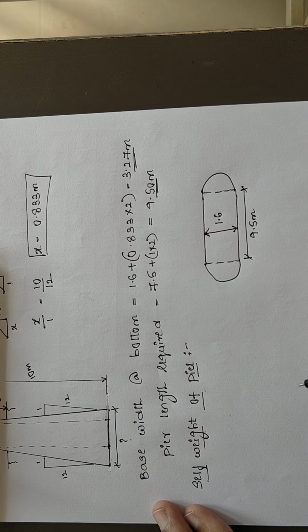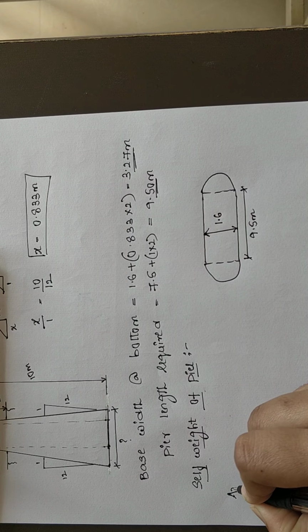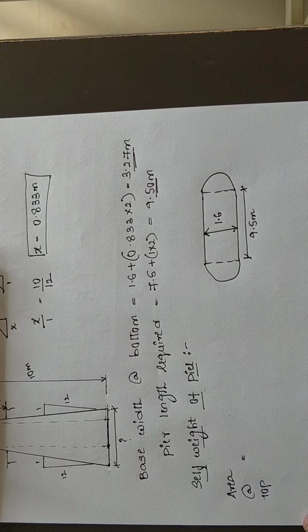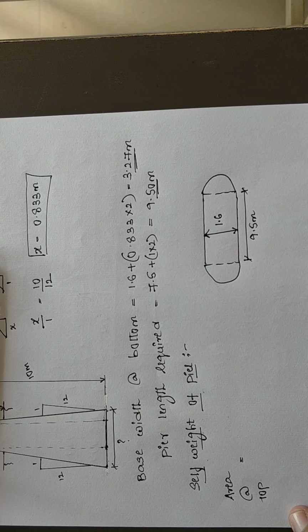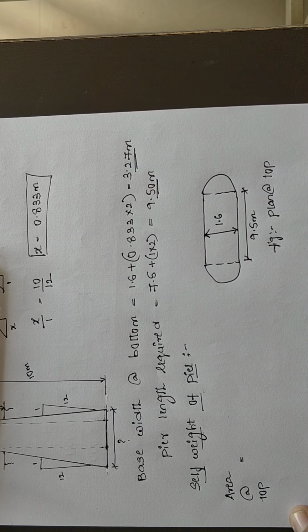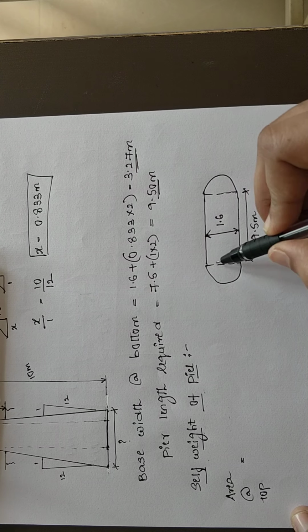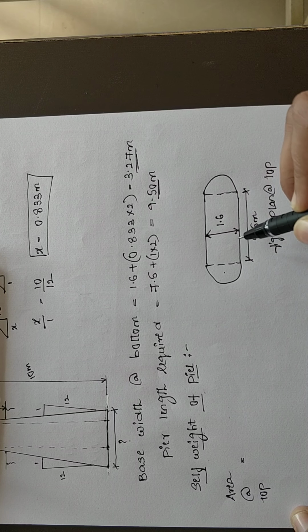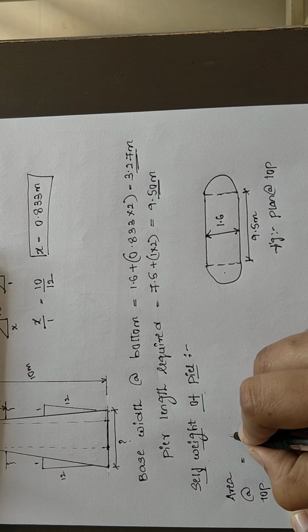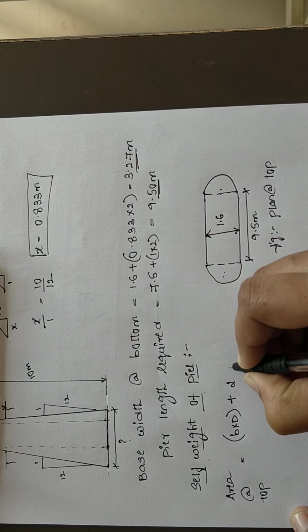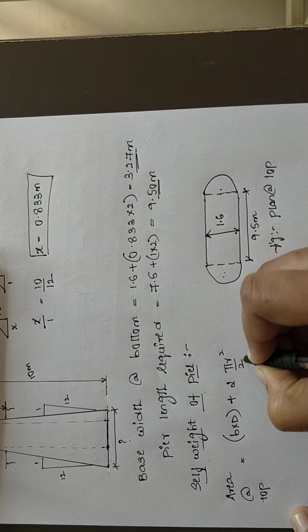Then you need to calculate the area at the top. Area at the top will be equal to, observe this figure. This is the plan at the top of the pier. It consists of one rectangular portion and two semicircular portions. What will be the area at the top? For the rectangular portion, area is B into D plus 2 semicircular areas, 2 into pi into r square divided by 2.